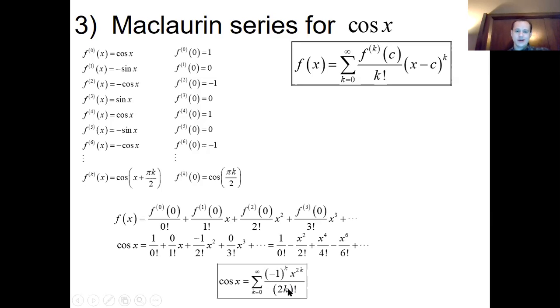When k is 0, we get 0 factorial. Cool. When k is 1, we get 2 factorial. Good. K is 2, we get 4 factorial. Great. And since the bottom is going up by 2, 0, 2, 4, 6, look at the exponents. 1 is just x to the 0.